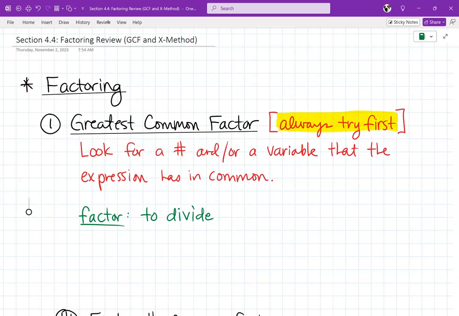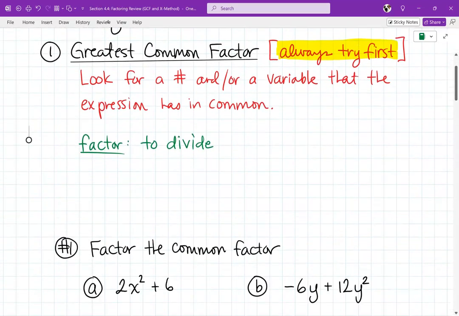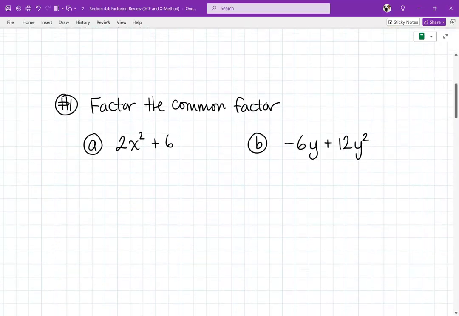And then I said in green right there, I put factoring means to divide. So anytime I say we're going to factor something, that means we're dividing by it, okay? So if I factor a 2 out of an expression, I'm basically dividing everything by 2, okay? So factoring means to divide, okay? So greatest common factor, the most common way of doing things is to look for a number or a variable that the expression has in common. So we're going to do a couple of these, but we're mostly going to focus on the X method, okay?